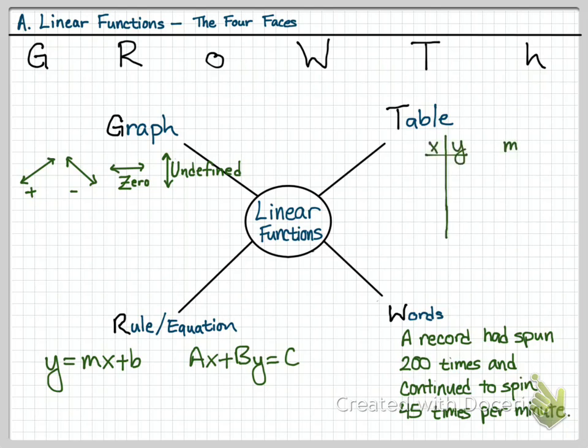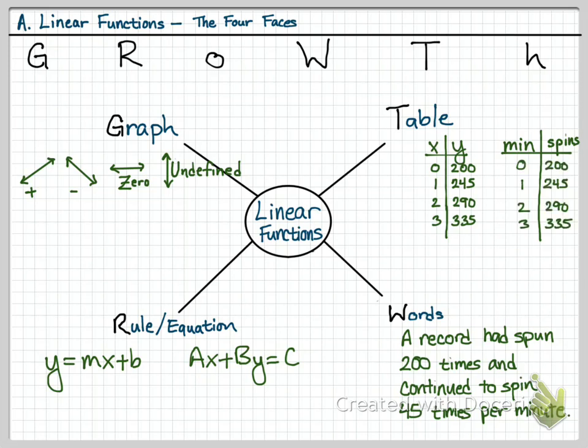Okay, the fourth face is a table, and you can look at it in two ways, XY table, or in this case, if you follow the words, minutes and number of spins. X and Y we use when we're just talking about a generic situation. If we are really looking at a real world situation, then you specify what that X is, in this case minutes, and what the Y is, number of spins. So for our words in the table, it's 0, 200. So when you start looking at the data, no time has passed, it has already spun 200 times. Then each minute from there, it grows 45. After 1 minute, 245, 2, 290, 3, 335.